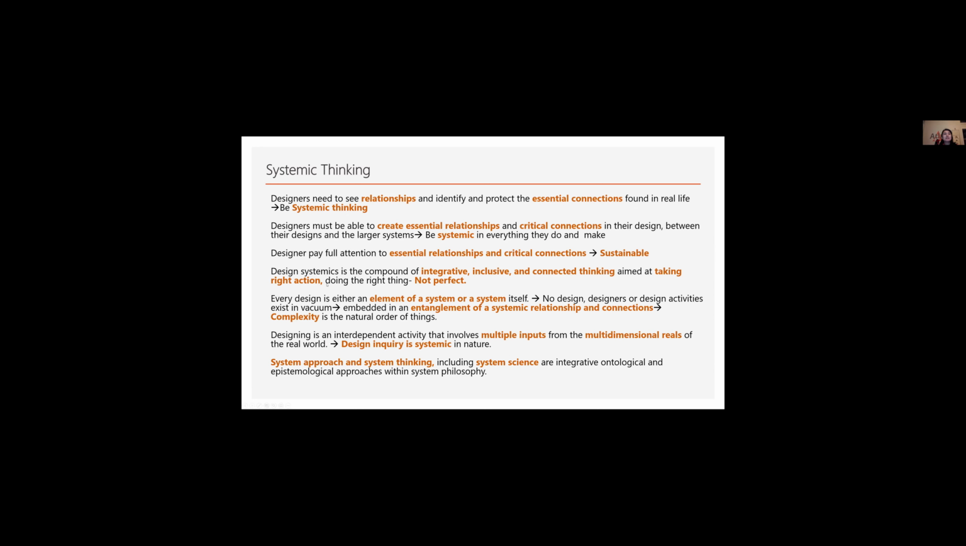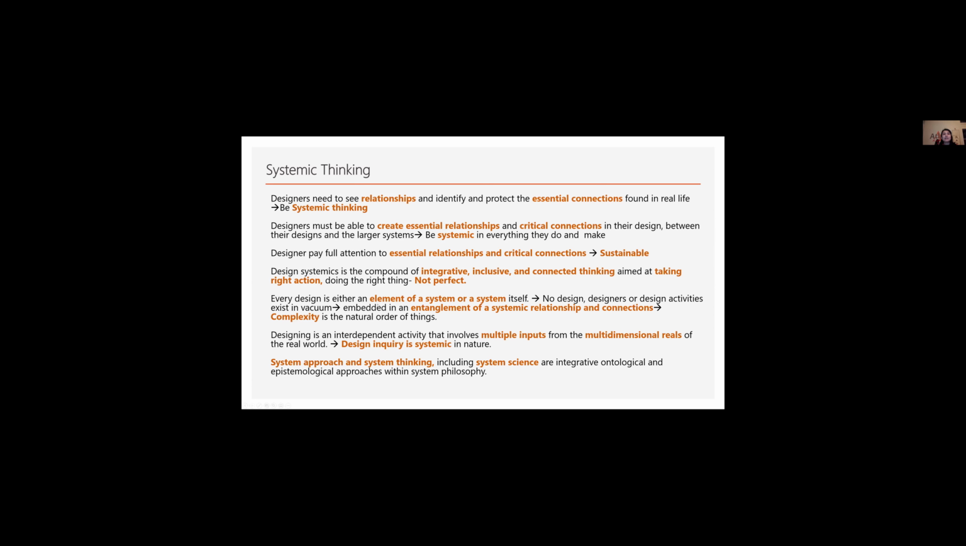So the design systematic is a compound of integrative, inclusive, and connected thinking. Aim at taking right action and doing the right thing, not the perfect thing. That depends on judgment. I think that actually helped me understand design myself. You know, it's all about action. You understand the world and you make something with it. I think that's very different, as they mentioned, compared to the other understanding, interpretation, or sense. You know, design is about action.